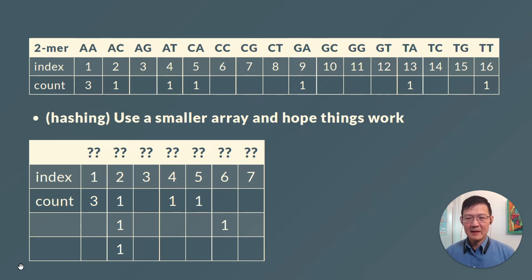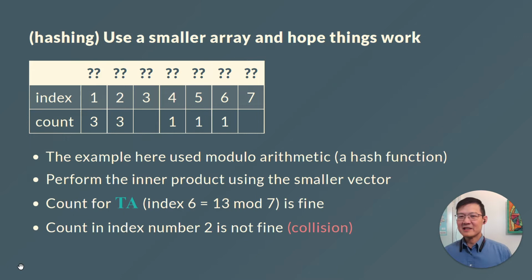Okay. Now, this trick is called modular arithmetic. You can use modular arithmetic as a hash function. And then your counts, if you counted it that way, you can get this smaller array, and you get the counts as follows.